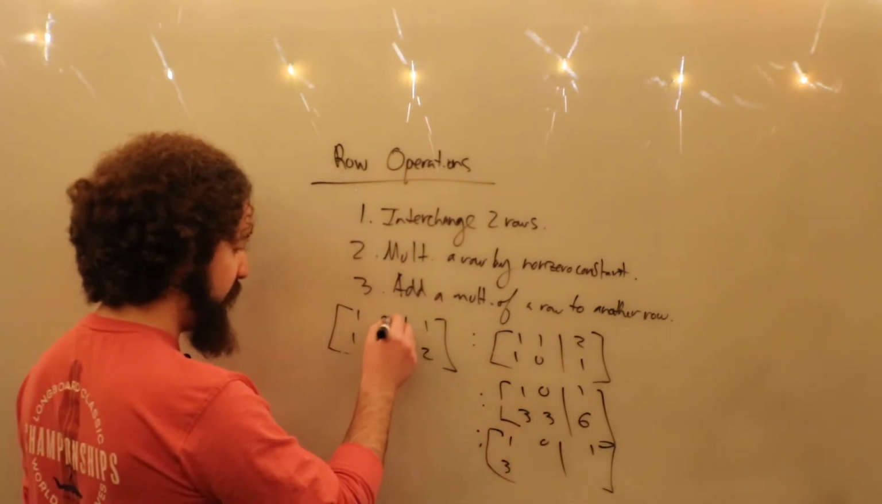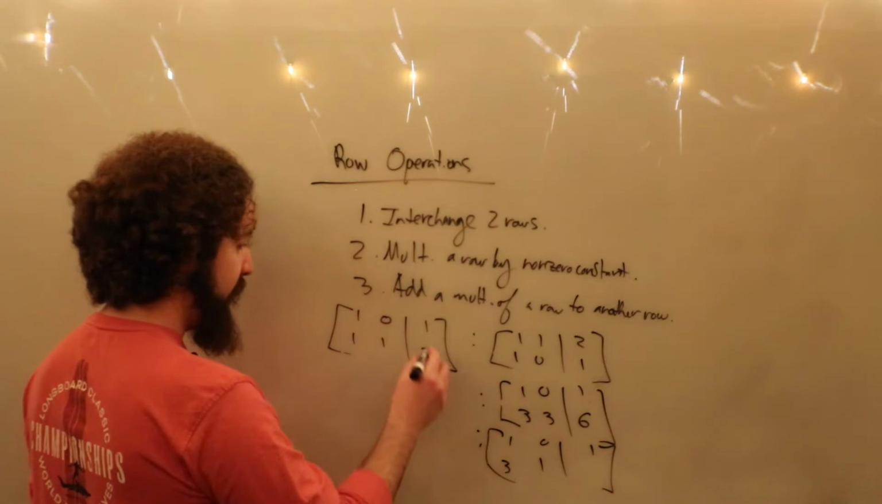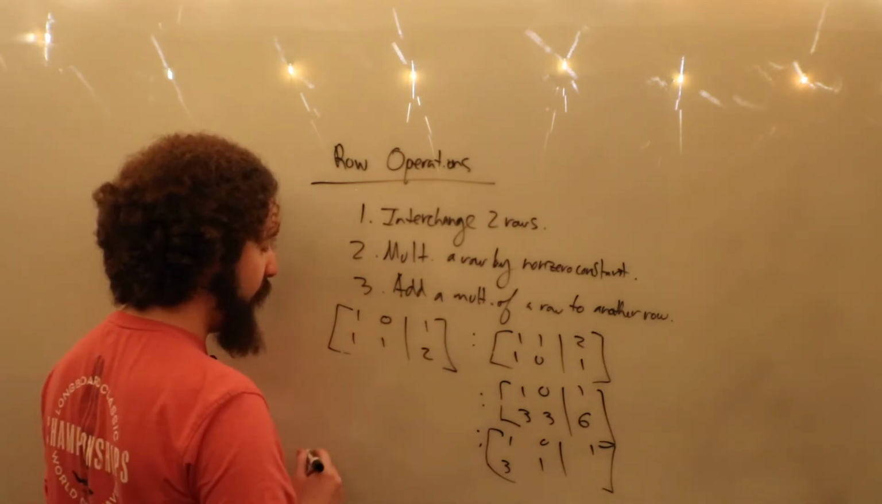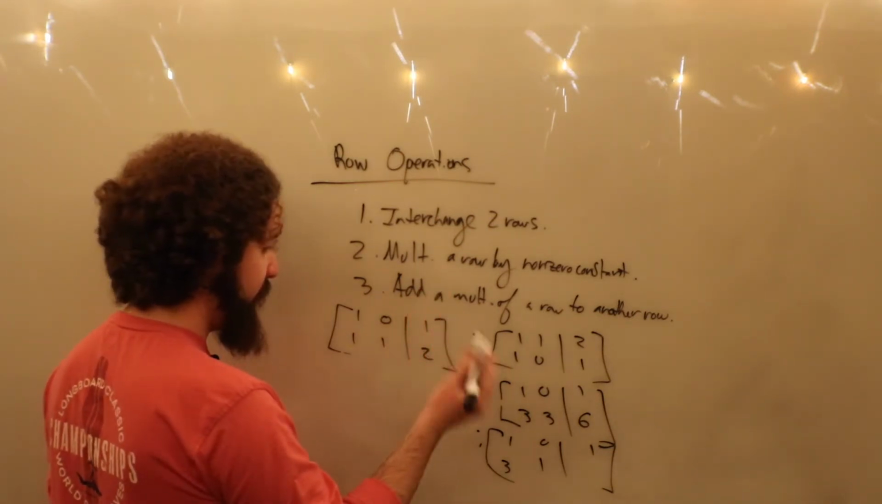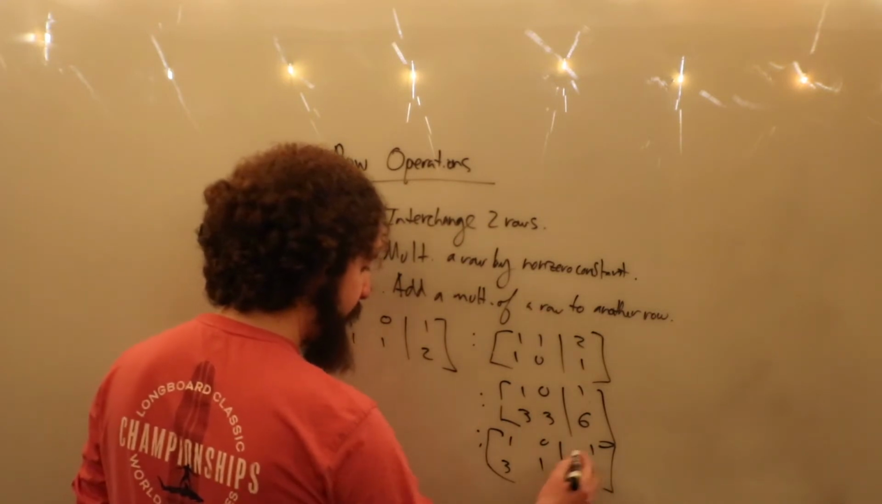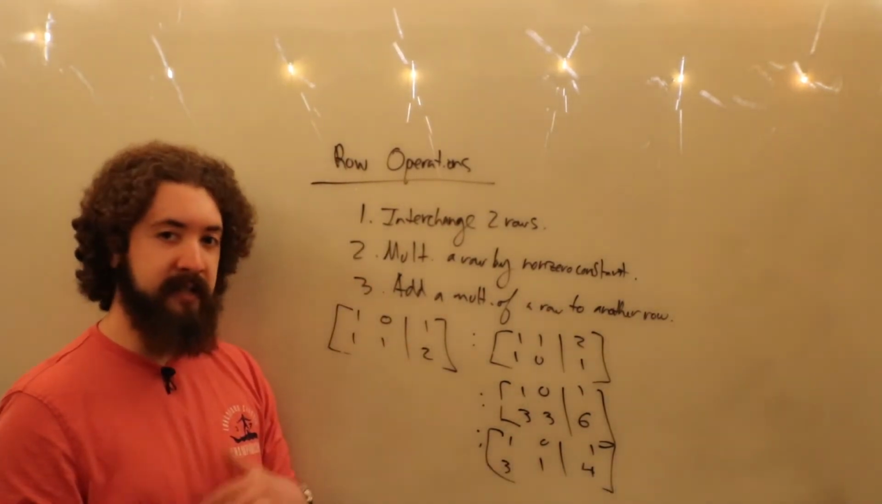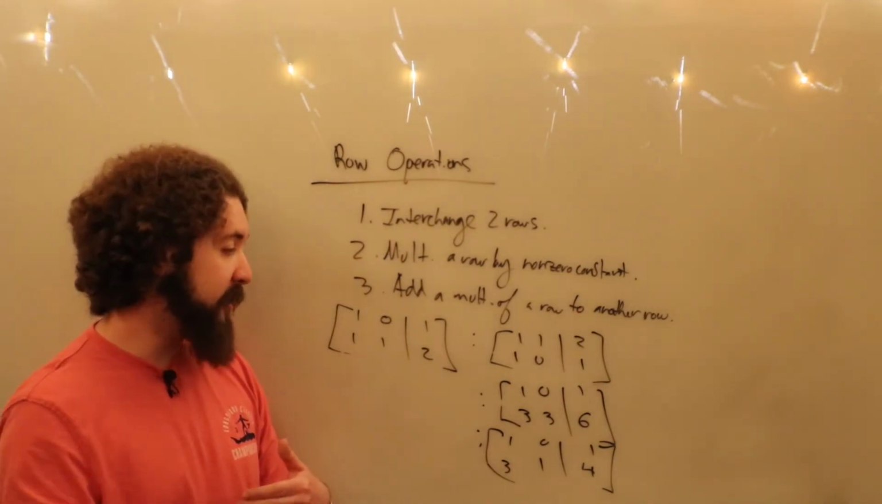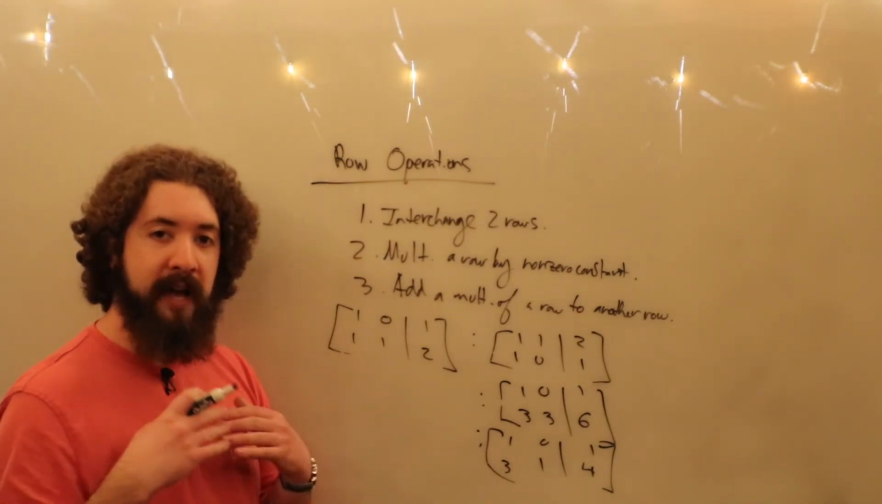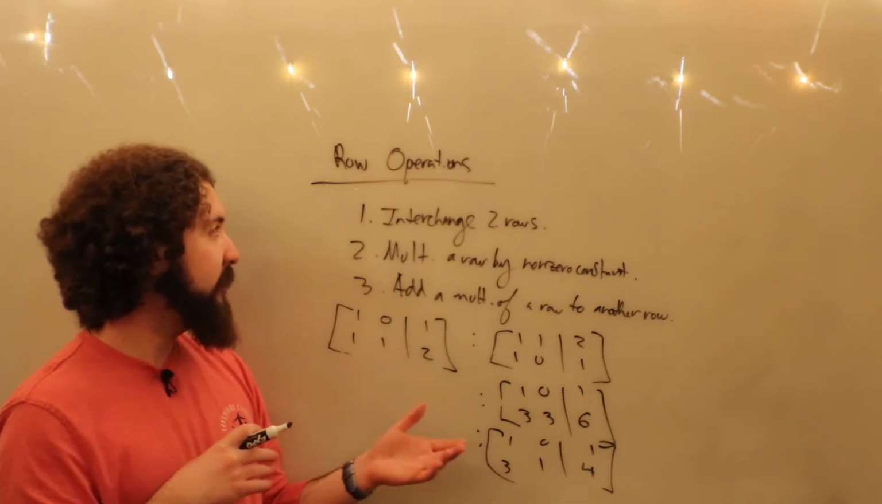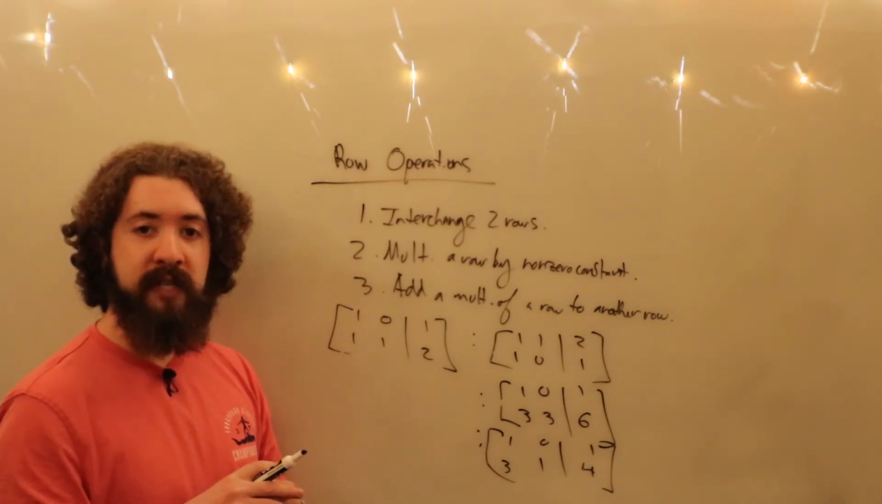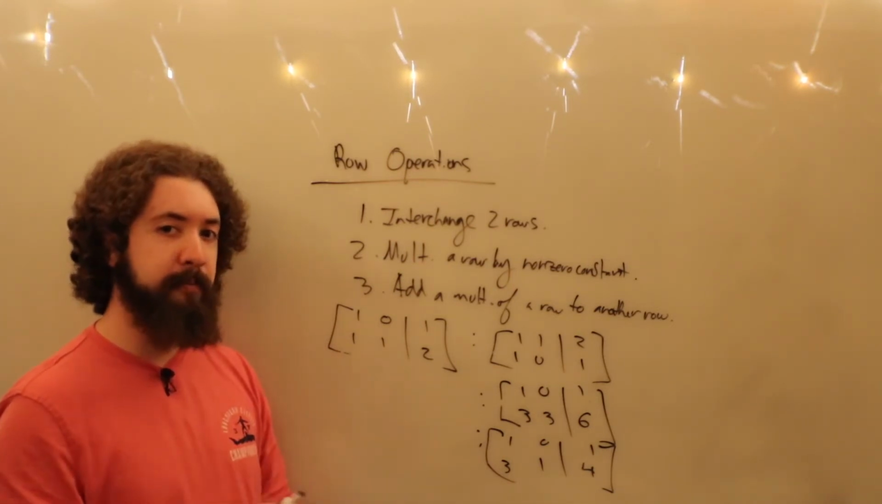And 0 plus 1 is going to be 1. And 2 times 1 is 2 plus 2 is 4. These two are also equivalent. So these three operations, and as I alluded to before, doing it multiple times is going to be our path to getting a system of linear equations into a form where we can easily solve it.